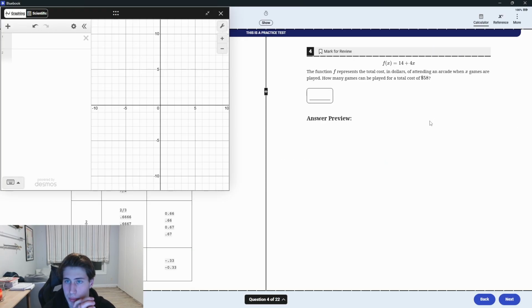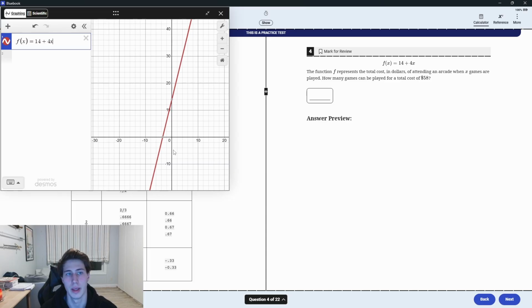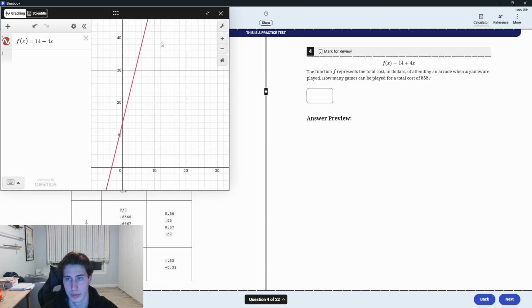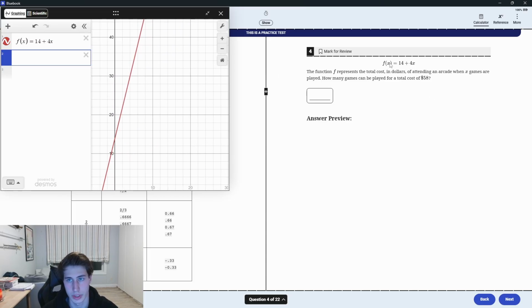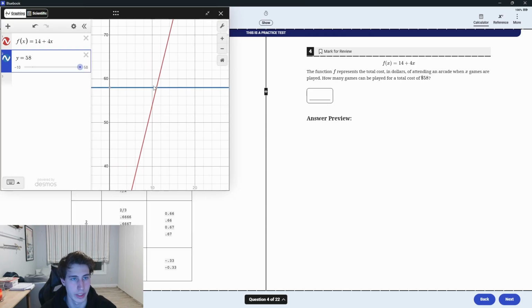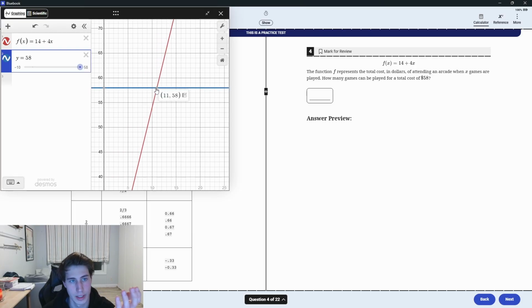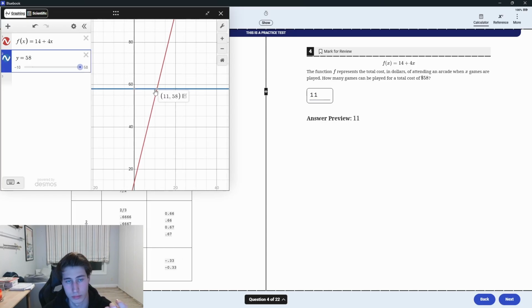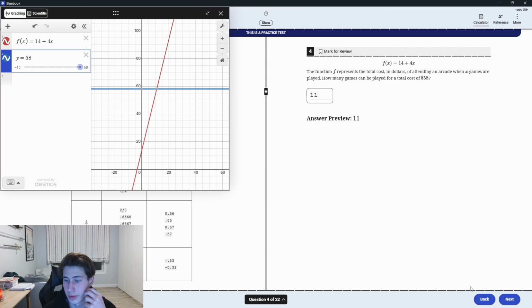Number 4, the function represents the total cost in dollars of attending an arcade. When x games are played, how many games can be played for a total of $58? We can type this equation into Desmos: f of x equals 14 plus 4x. We're trying to find how many games can be played for $58, so 58 is our f of x. If we set y equal to 58, which creates a new line, we can find the point of intersection, and that's when x equals 11. So you can play a total of 11 games for a total cost of $58.